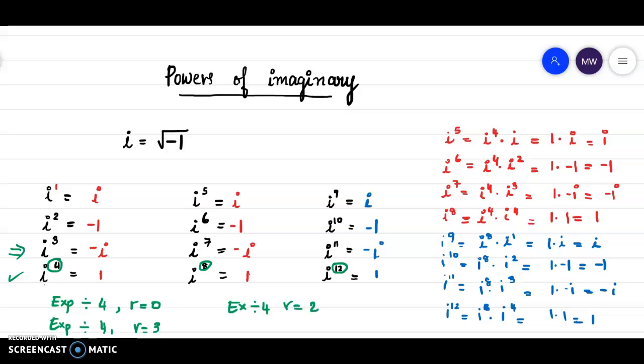Same thing if you take the exponent and divide it by 4, but you get your remainder as 2, your answer becomes the second row here, negative 1. And if you take your exponent and divide by 4, you get the remainder as 1, your answer becomes the first row here, which is I.